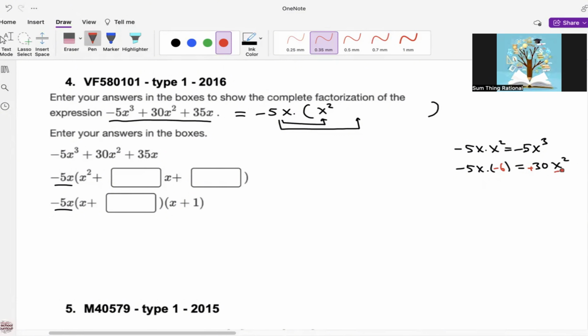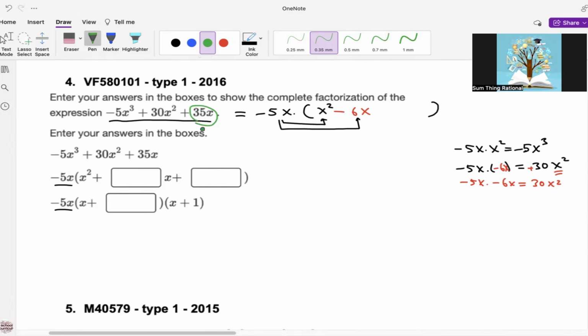But I have x squared here. If I write only negative 6, negative 5x and negative 6 multiplication will give positive 30x. But I have positive 30x squared, so there must be an x here also. Negative 5x and negative 6x multiplication becomes positive 30x squared. So it is negative 6x, because negative 6x and negative 5x give positive 30x squared.